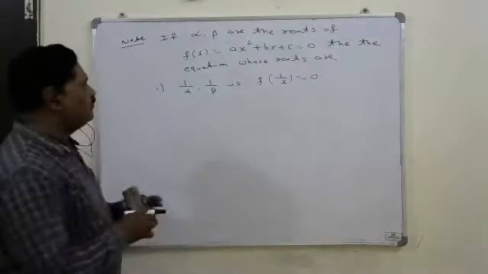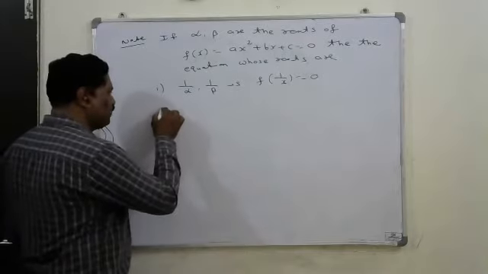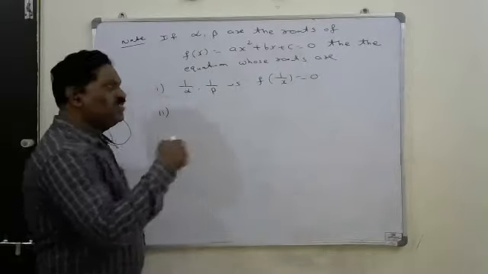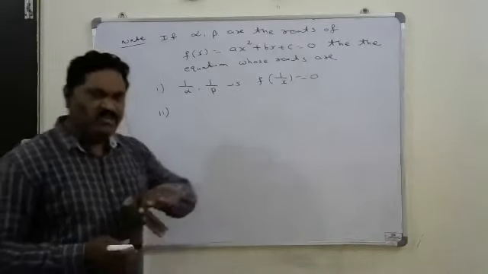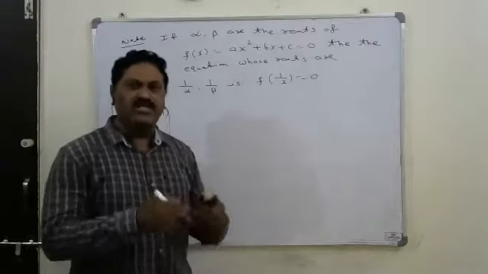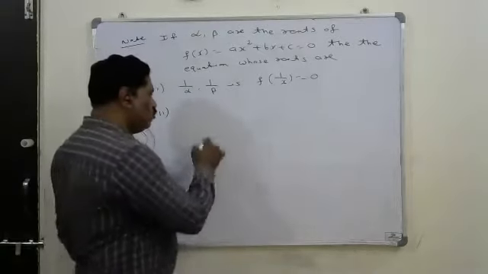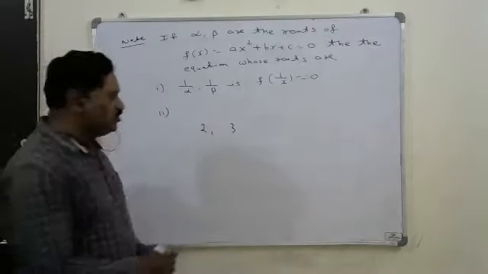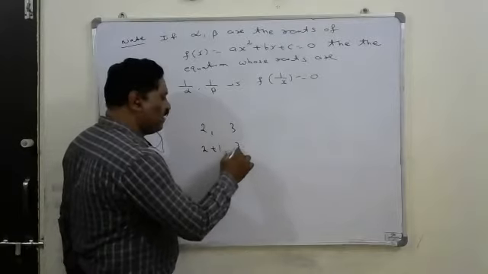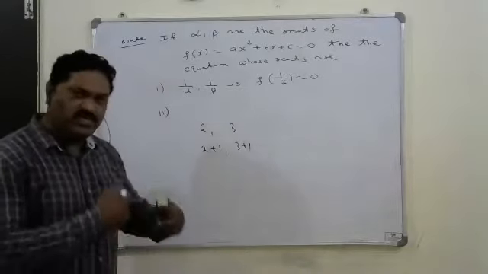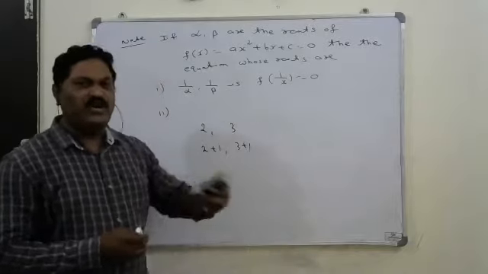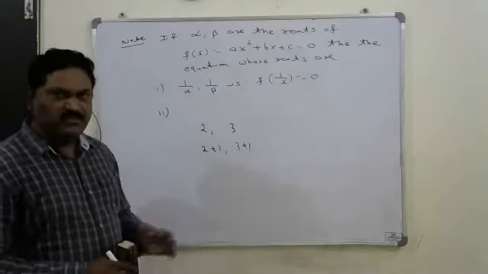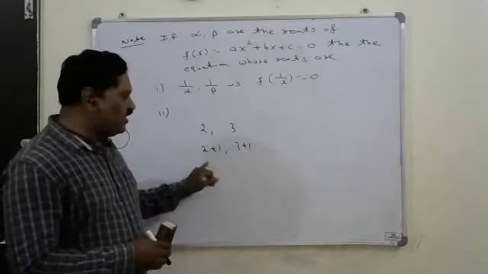Understand? Similarly, second one, I want to find the equation whose roots are incremented by k units. Means if every root is increased by k units, then what is the required equation? Suppose 2 comma 3 are the roots of a particular quadratic equation, then what is the equation if each root is incremented by 1? If each root is incremented by 1, then what is the quadratic equation whose roots are 2 plus 1, 3 plus 1? So I want to find the equation whose roots are 3 comma 4.